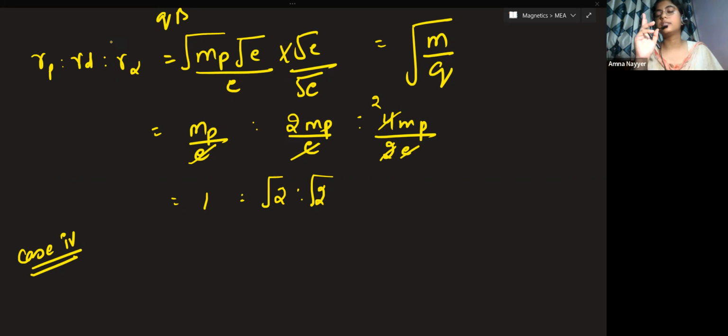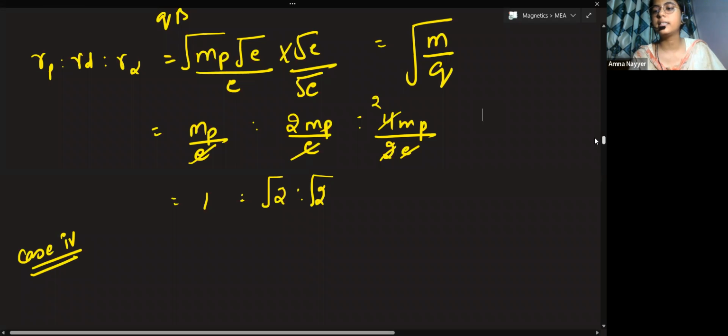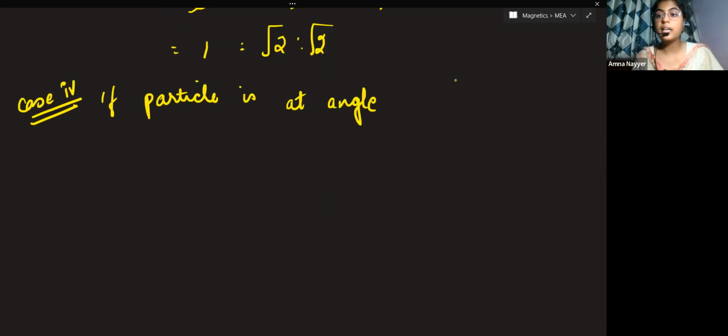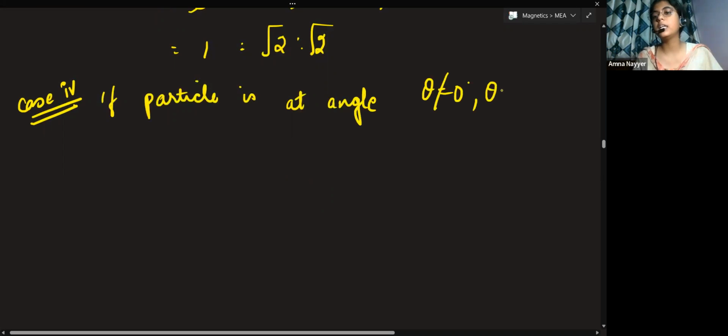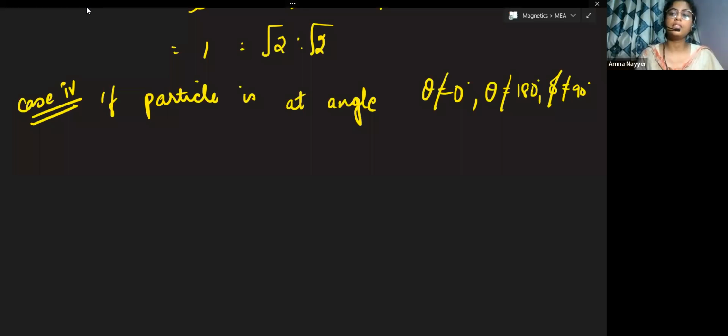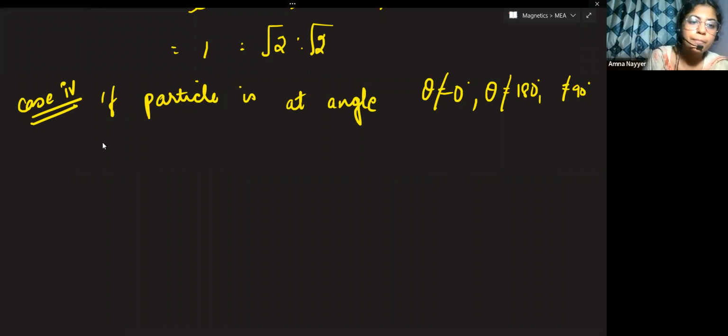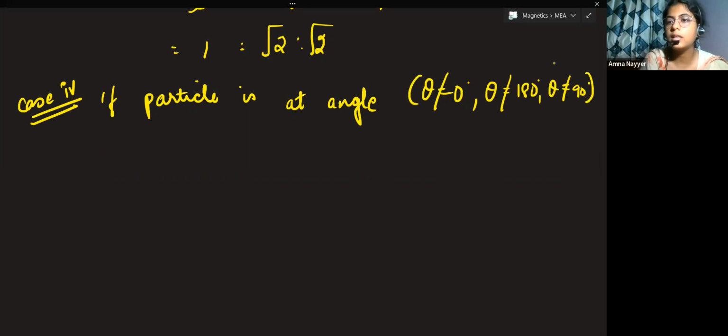Yes. So the last part is if your theta is not 0 degrees, not 180 degrees, and not even 90 degrees. If none of the three particles make any of these angles, then the particle is at a random angle, but the condition is that theta is neither equal to 0 degrees, nor 180 degrees, nor 90 degrees. This is theta. All three conditions are there.